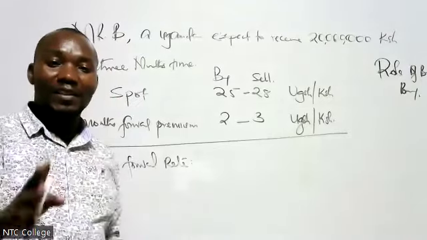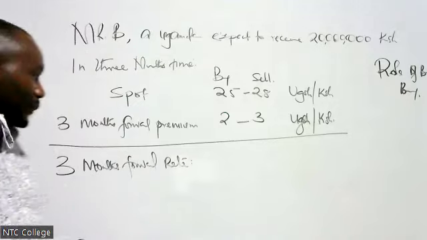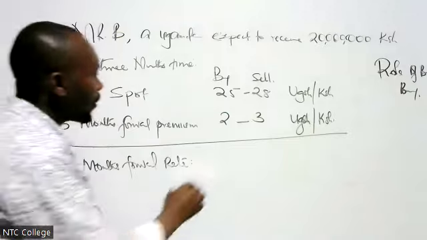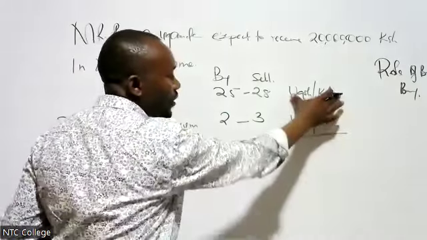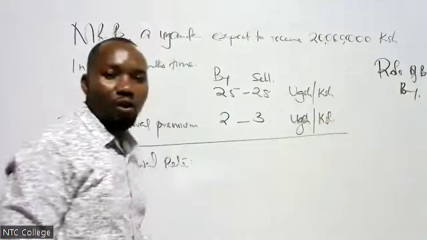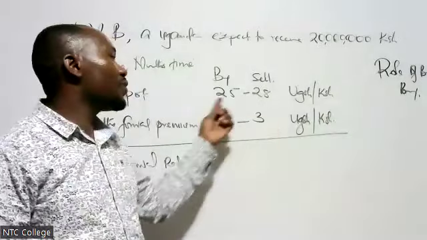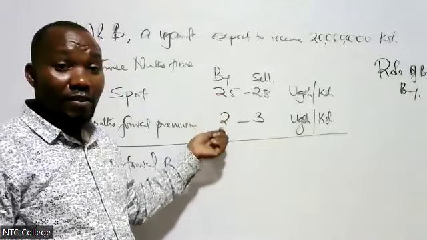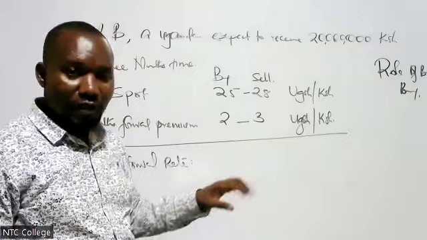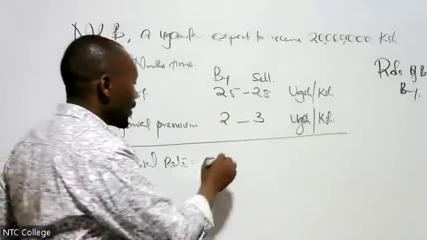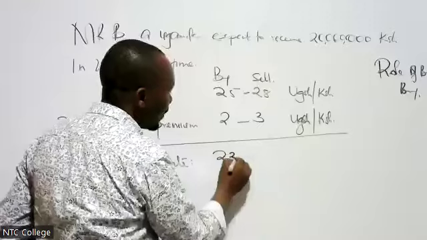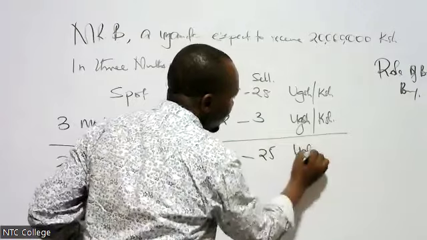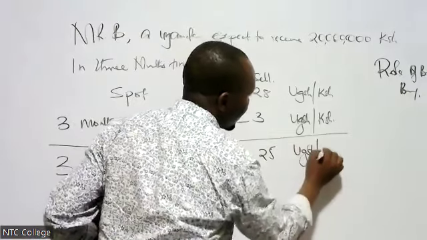For this, there are only 2 things: premium and discount. So you subtract here. When you subtract, what are you going to have? We're going to have this one. They are in the same denomination, shillings, so you don't need to convert. Then we change this one to cents. That will be 0.02. Now we subtract from here. They are both shillings, so just subtract. This one is 23 to 25, Ugandan shillings against Kenyan shillings.